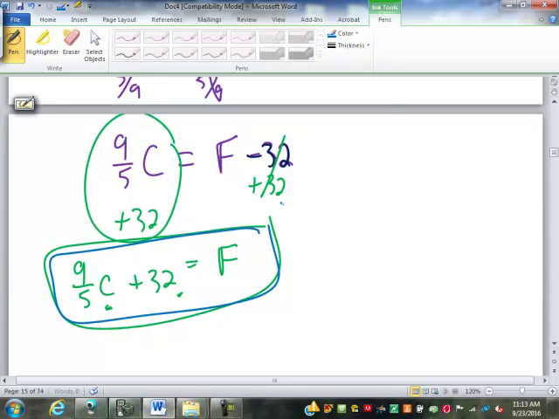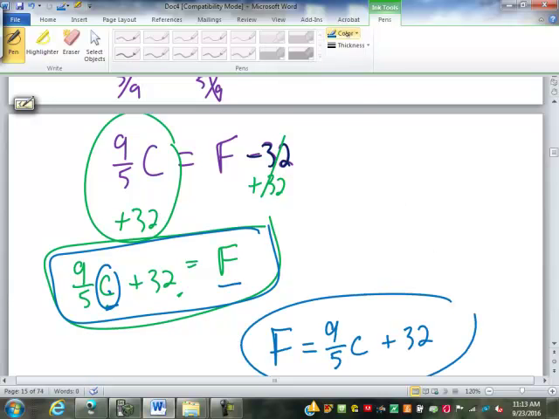So if I have my temperature in degrees Celsius, I can find my temperature in degrees Fahrenheit by just plugging in the Celsius temperature here, multiplying by 9/5 and adding 32. And most of the time I would finish this off by putting the F first. F equals 9/5 C plus 32. You could change it to 1.8. It really doesn't matter.